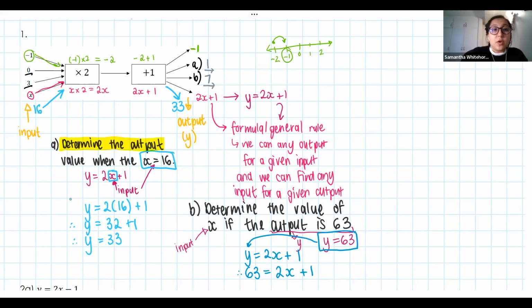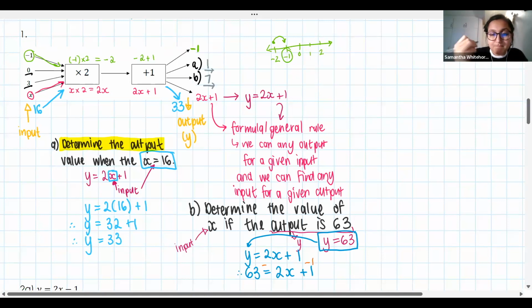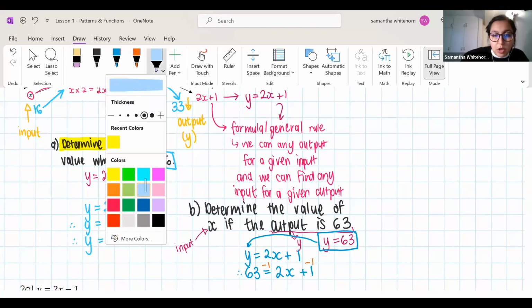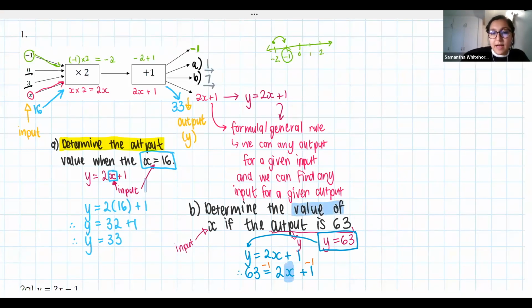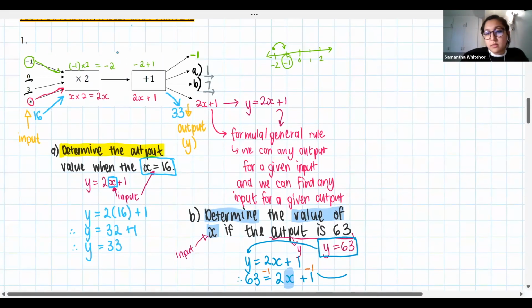We know that to solve equations, we need to use opposite or inverse operations. So I'm going to subtract 1 on both sides, because remember, my goal is to solve for x. My goal is to get this x variable alone. I want the value of x. So I subtract 1 on both sides. 63 minus 1 is 62, which is equal to 2x.